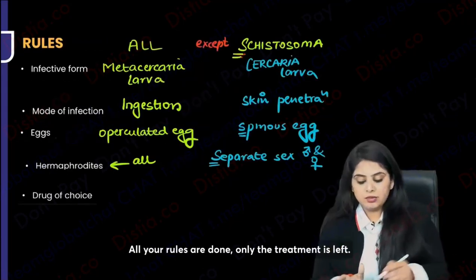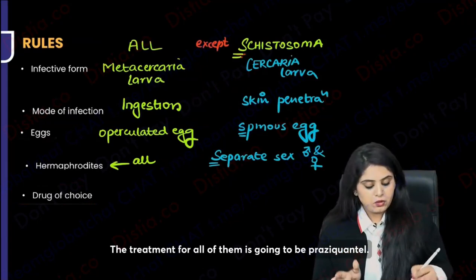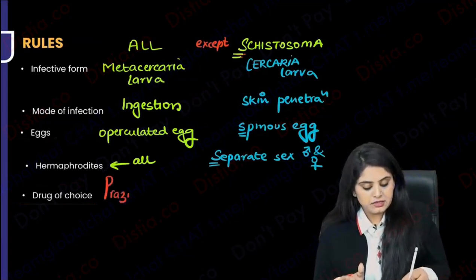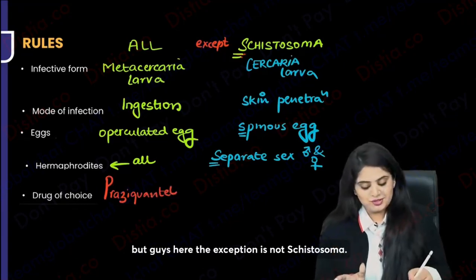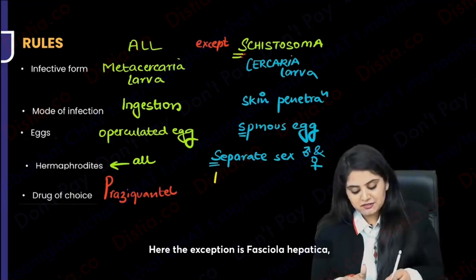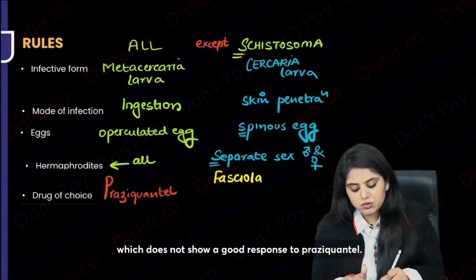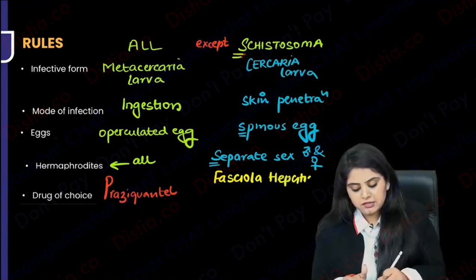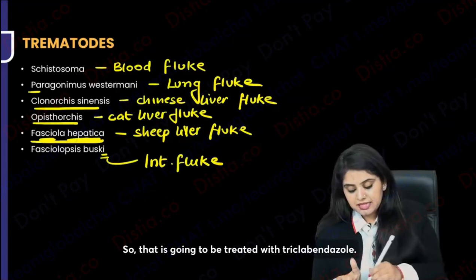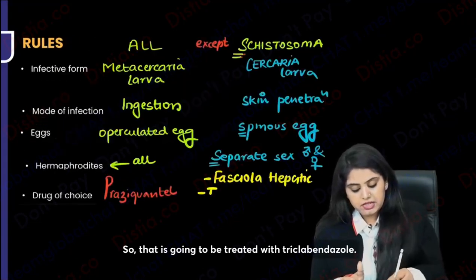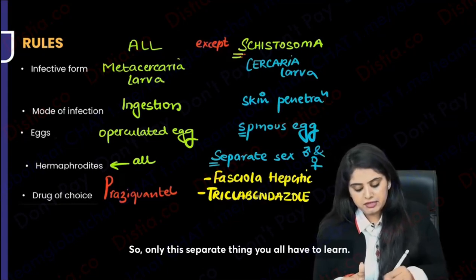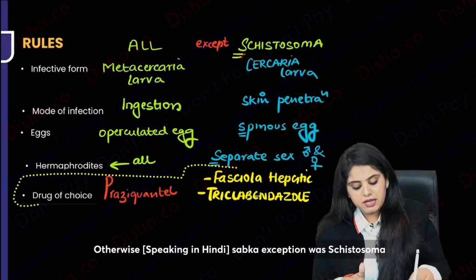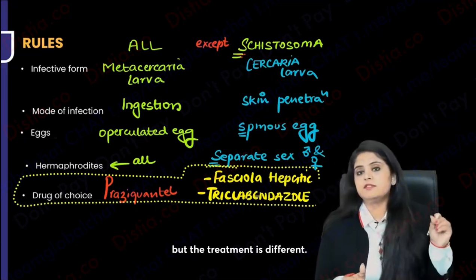Finally, coming to your rules. All your rules are done, only the treatment is left. The treatment for all of them is going to be praziquantel. But guys, here the exception is not Schistosoma. Here the exception is Fasciola hepatica, which does not show a good response to praziquantel. So that is going to be treated with triclabendazole. Okay, so only this separate thing you all have to learn. Otherwise, everyone's exception was Schistosoma, but the treatment is different, right?